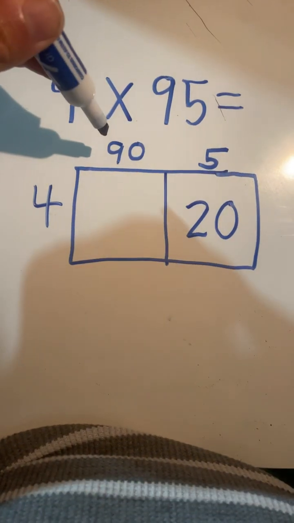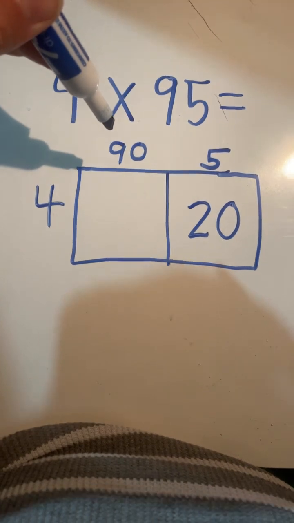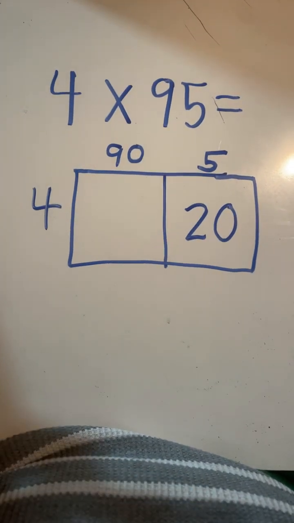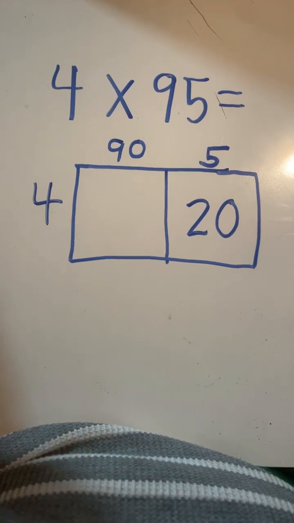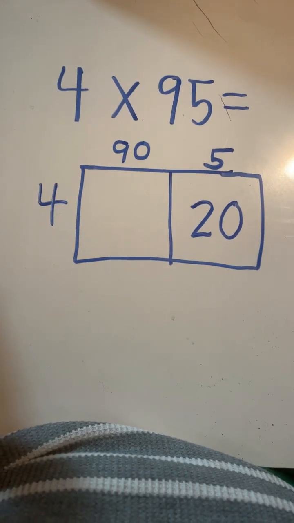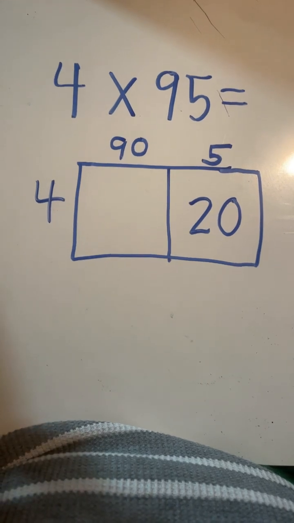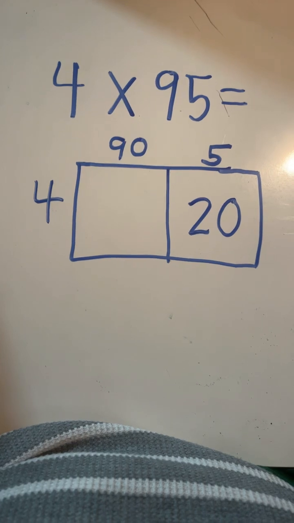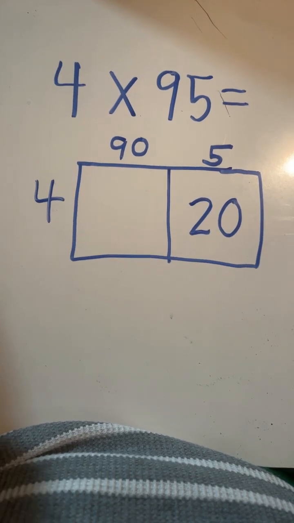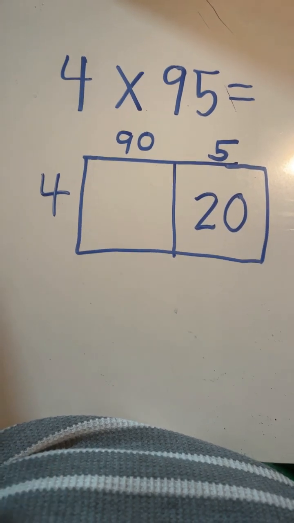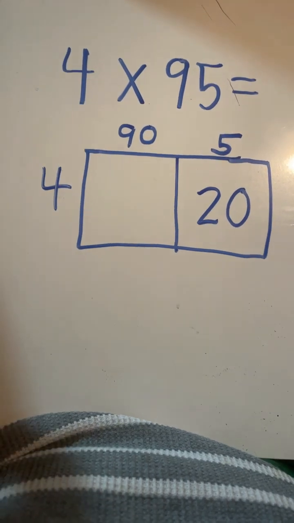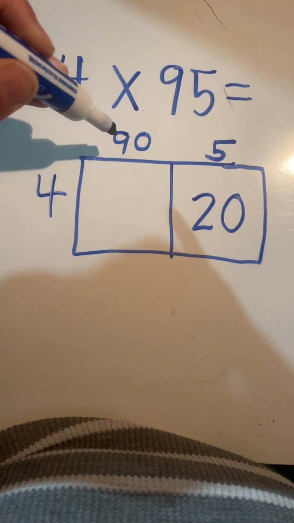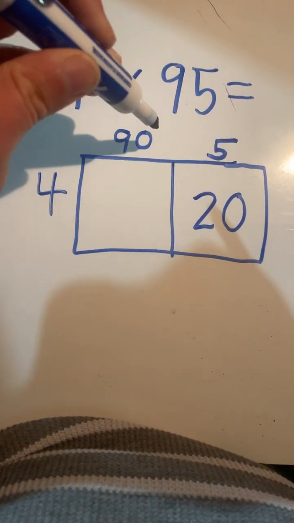Now 4 times 90 looks very difficult, but there's a very, very simple trick, and it's fairly easy if you've mastered your single-digit multiplication facts. If you haven't, you can draw an array, or you can Google multiplication chart, put that in Google Images, and a multiplication chart should pop up. But what you're going to do is multiply 4 times 9, and then just add a 0 to your answer.